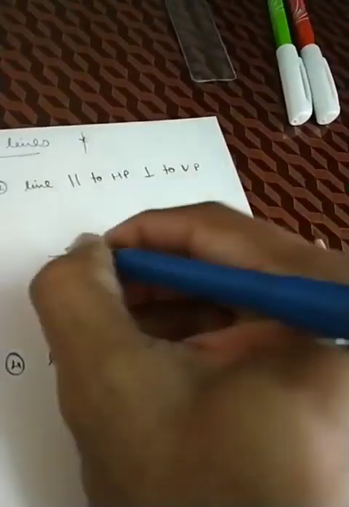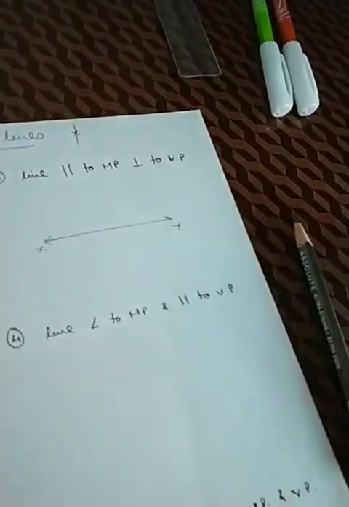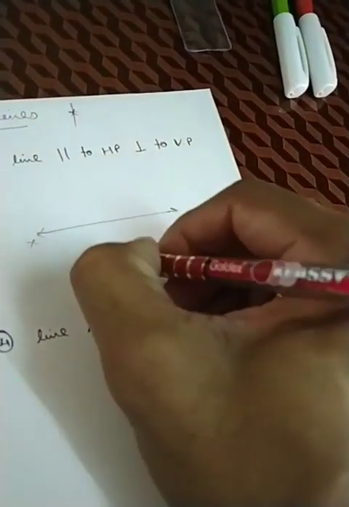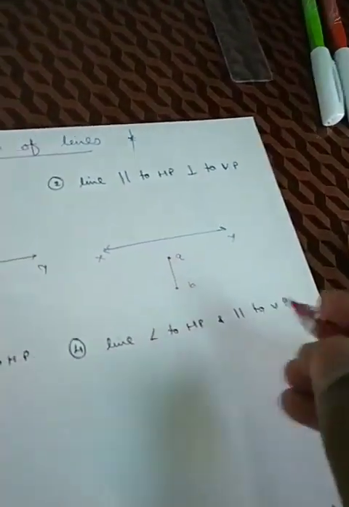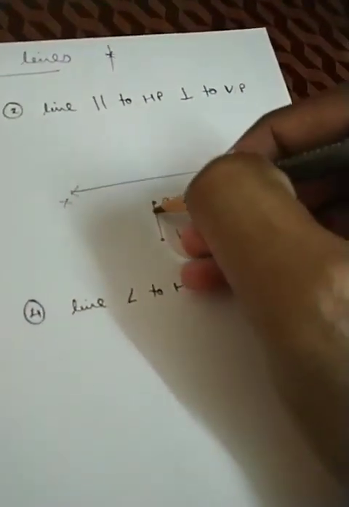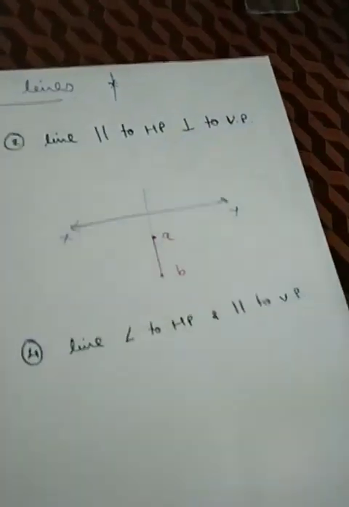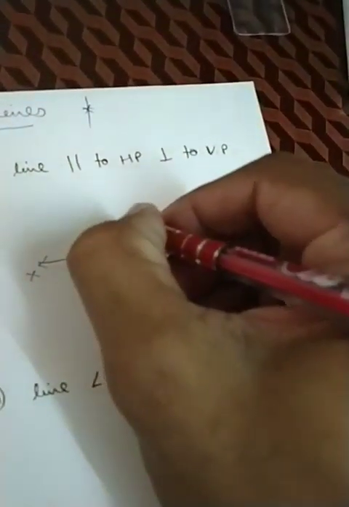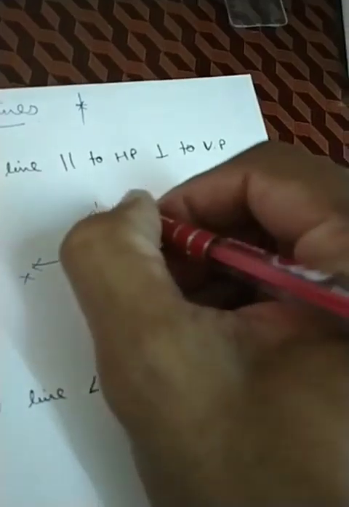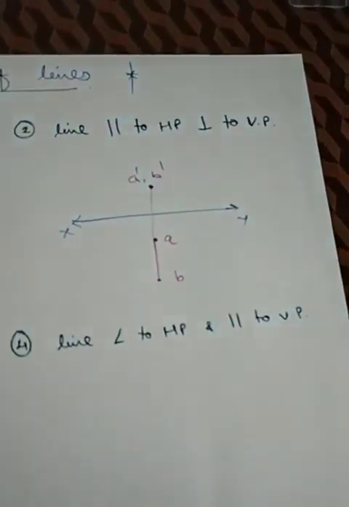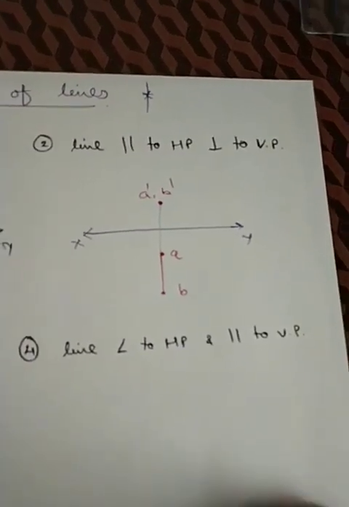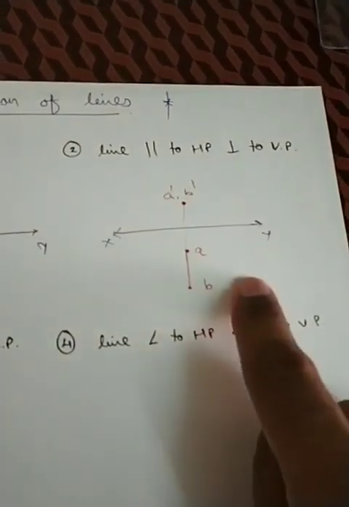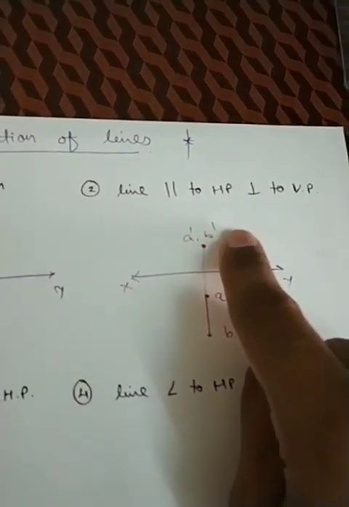So we can draw it like this. This will be your XY line and your line will be like this, A to B. Now we can draw the projection lines like this. Your front view will become this only, the point. So we can write A dash B dash over here. This will be the case when line is parallel to HP and perpendicular to VP. In top view you can see a line and in front view you can see only a point.